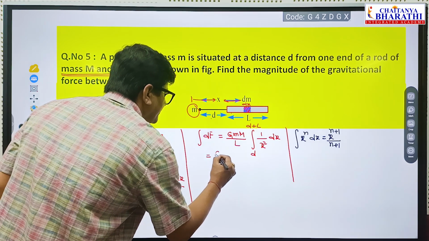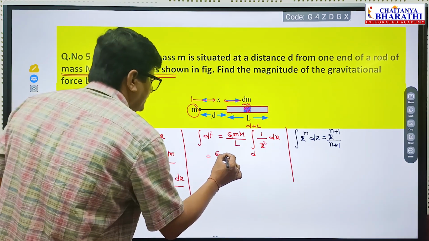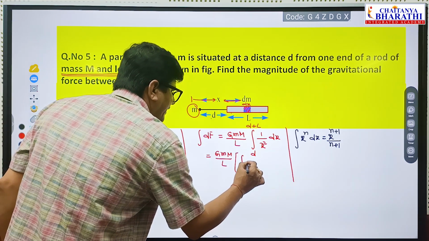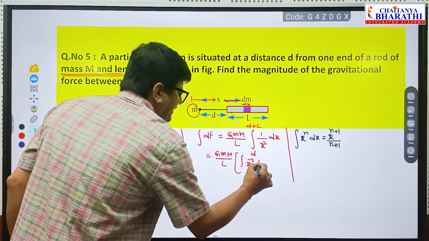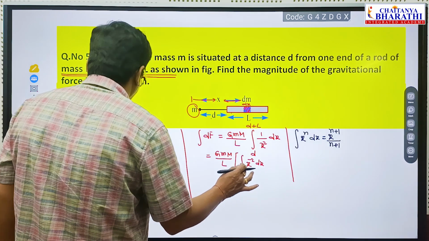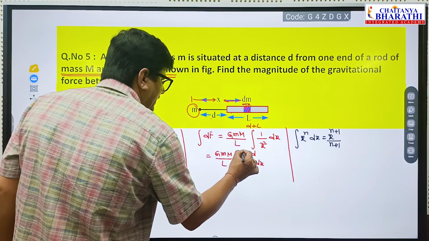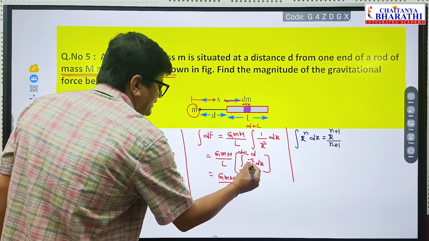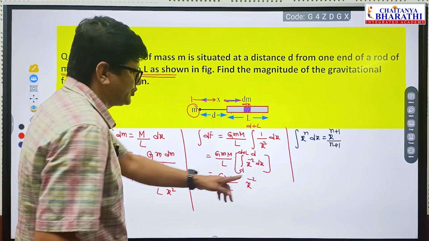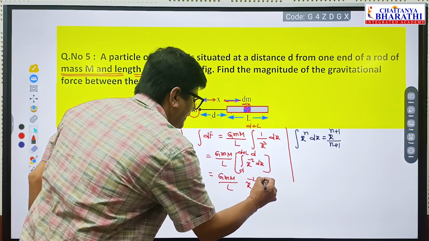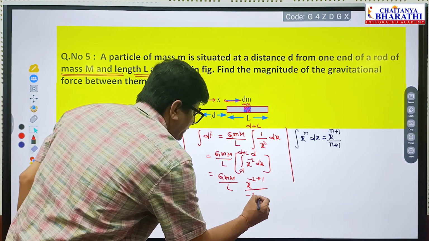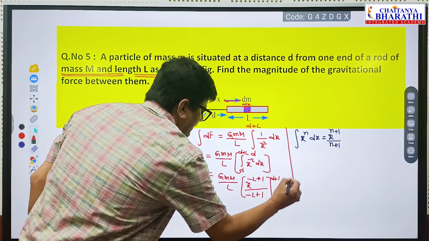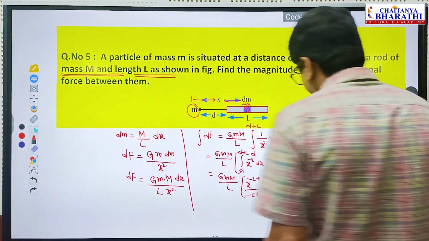G small m capital M by L into integral x to the power minus 2 dx लिख सकते हैं ना. x square न्यूमरेटर में आ जाएगा तो minus 2 हो जाएगा. So this is d and this is d plus L limits. So G small m capital M by L, this one x to the power n place में 2 is there, plus 1 by n place में 2 plus 1, there is limits d to d plus L. This is the limits. Apply those limits.